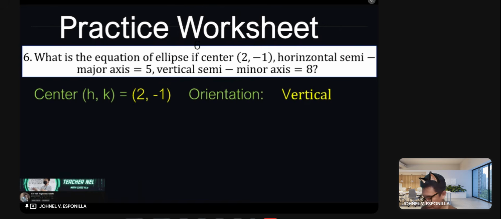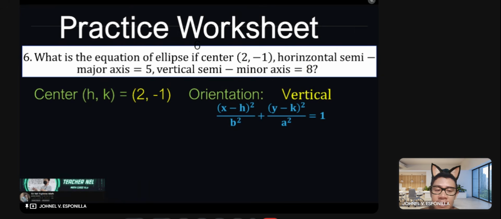Okay, so correction lang. This is horizontal semi-minor kasi compare sa 5 and 8, mas malaki yung A. Tama? So ito dapat yung major axis natin. Okay, so again, correction. This is major and this is minor. Okay, and this is the formula for vertical. And our A is 8 and our B is 5. Dapat mas malaki po yung A compare kay B.